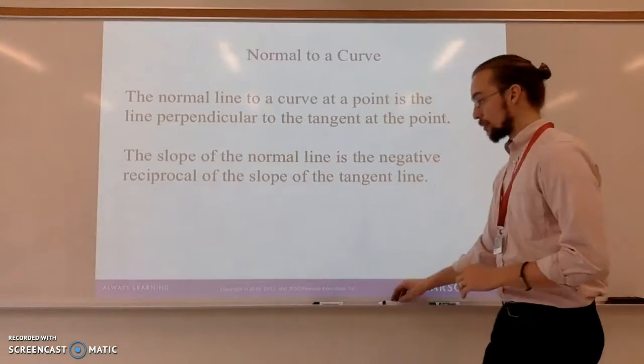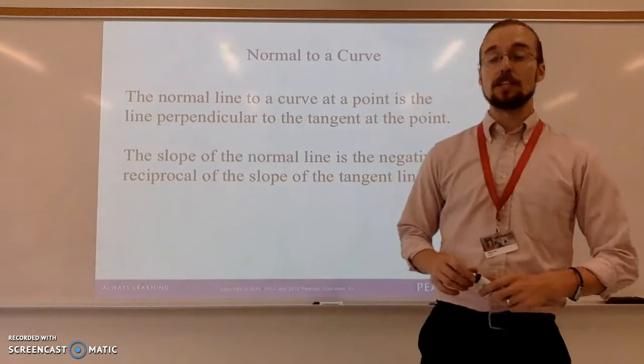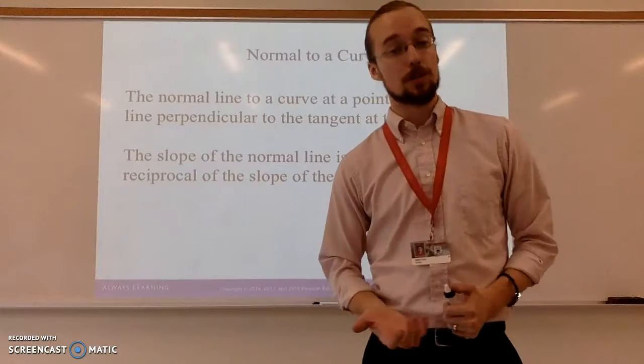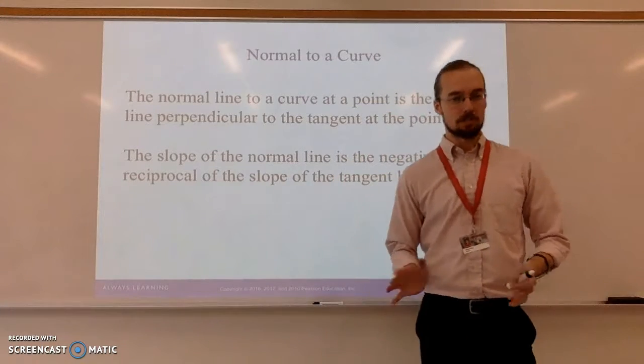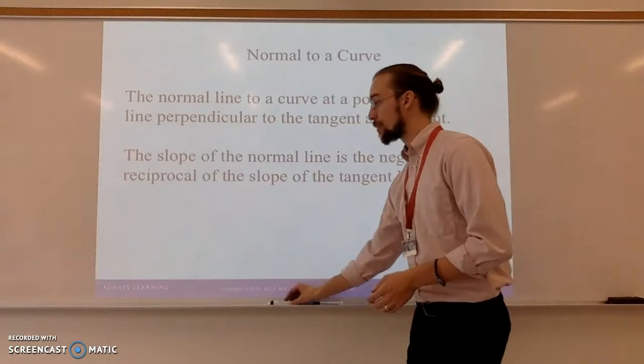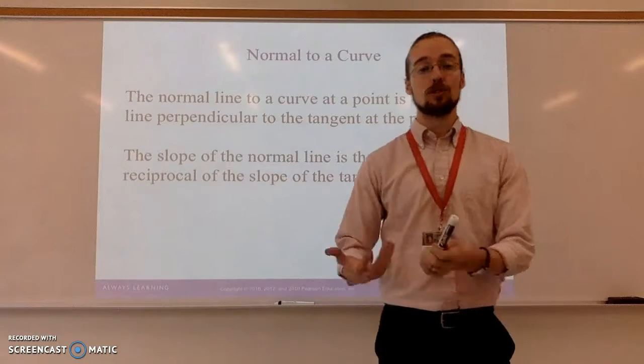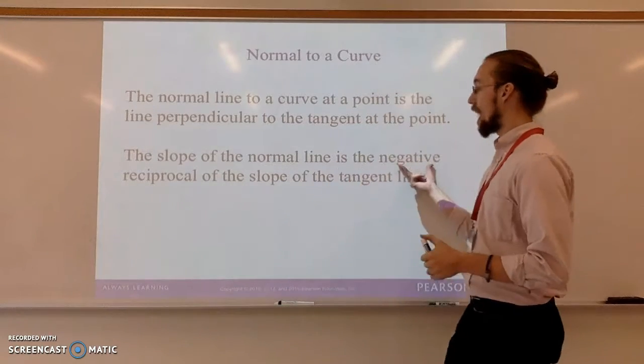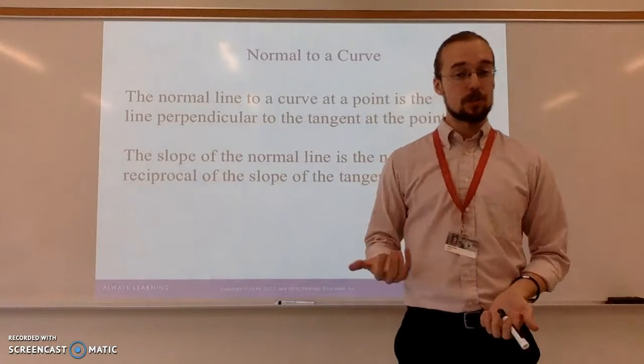Now the last thing that we want to take a look at is finding a line that is normal to the curve. Okay, normal just means perpendicular. It's the exact same thing. So a perpendicular slope is the opposite reciprocal of the slope of the tangent line.